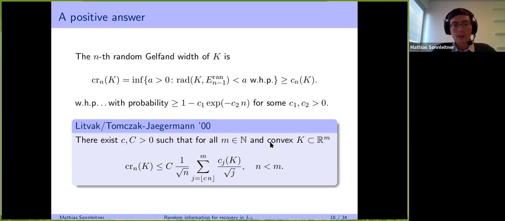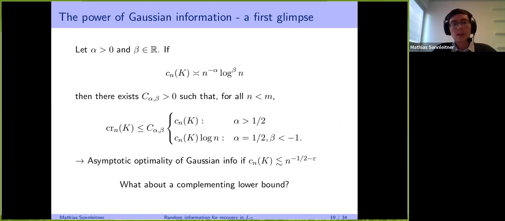And this bound is very general. And again, I want to apply it to a special sequence so that we can see how good it is. For example, let's take the example that the Gelfand widths decay like n to the minus alpha times log to the beta of n. Then we have some constant, given by this bound, such that the random Gelfand width is bounded by the Gelfand widths if alpha is larger than 1 over 2.